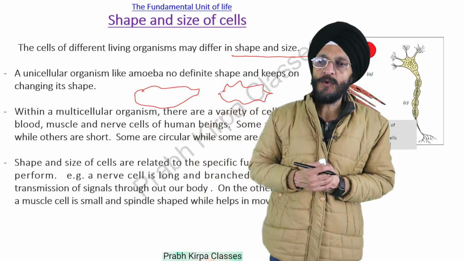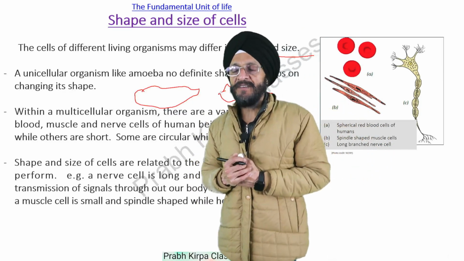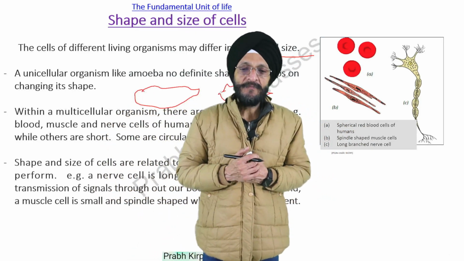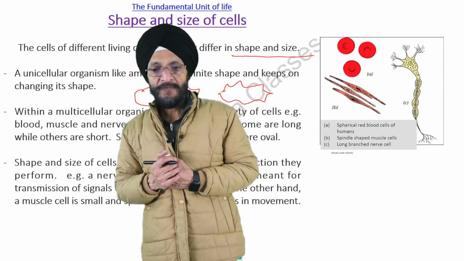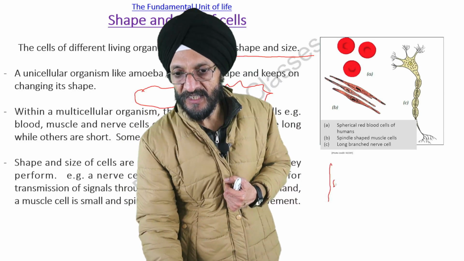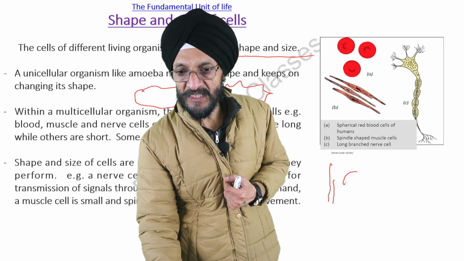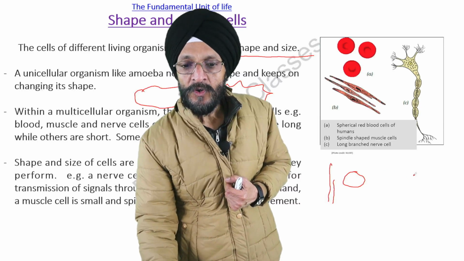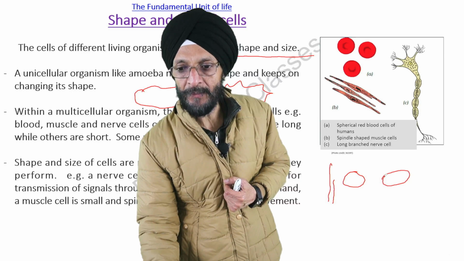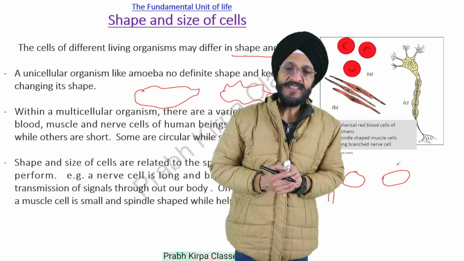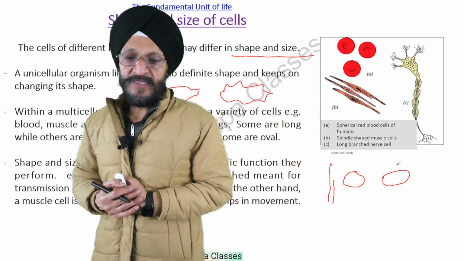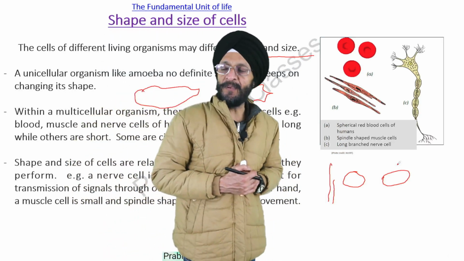Within multicellular organisms, there are a variety of cells. The cells may be blood cells, muscle cells, nerve cells. Some cells are long, other cells are short. Some cells are circular, whereas the other cells are oval shaped. The size and shape of the cells are related to the specific function they perform.